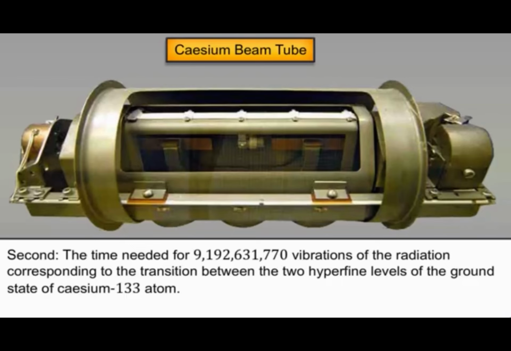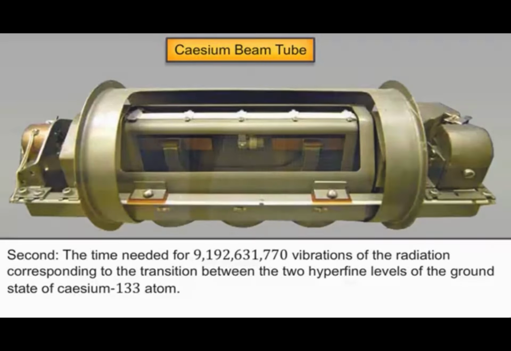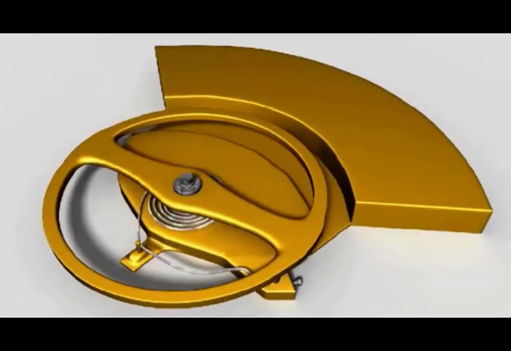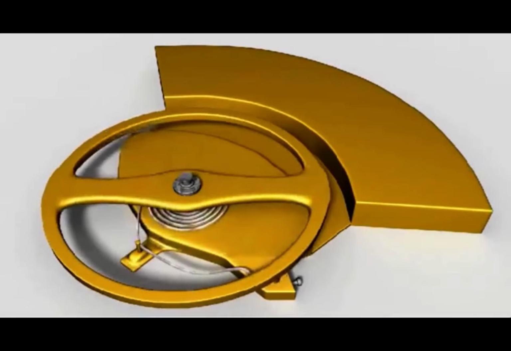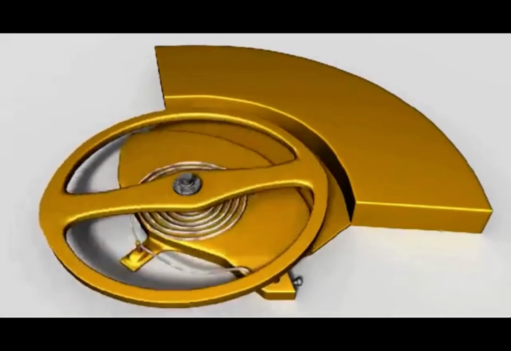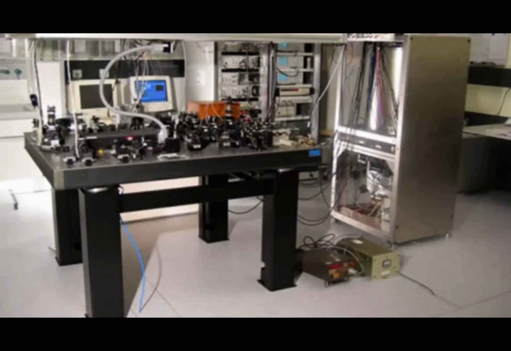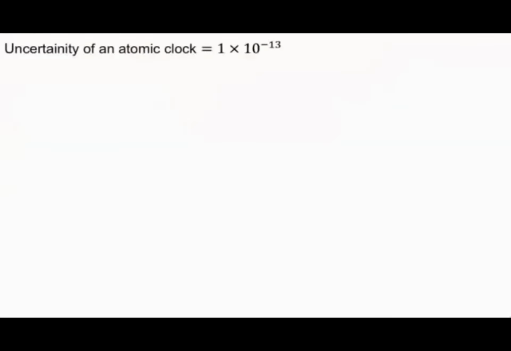The vibrations of the cesium atom regulate the time shown by this atomic clock, just as the vibrations of a balance wheel regulate the time shown by an ordinary wristwatch. The cesium atomic clock has an accuracy of 1 second in 1 million years, or an uncertainty of plus or minus 1 × 10^-13.